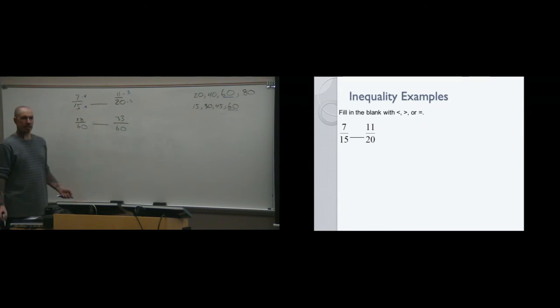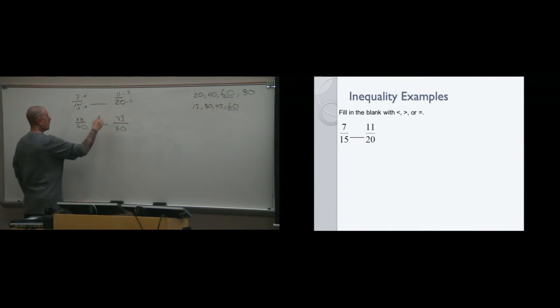Once you have the common denominator, you don't really need that anymore. We're just comparing the numerators. So we've got 28 and 33. Which symbol would we use? Less than. Less than symbol. That means in our original problem that 7 over 15 is less than 11 over 20. Any questions? Any questions before we look at the next one?